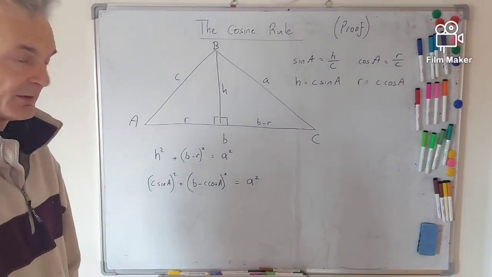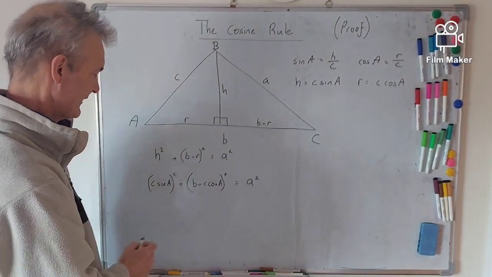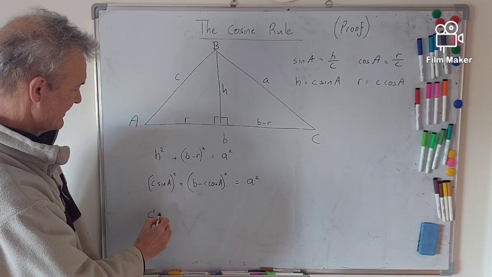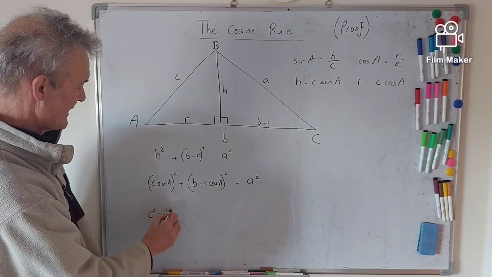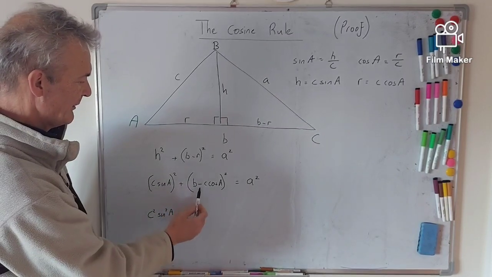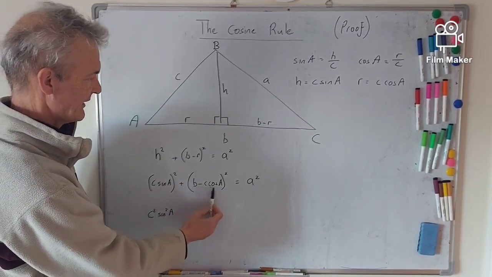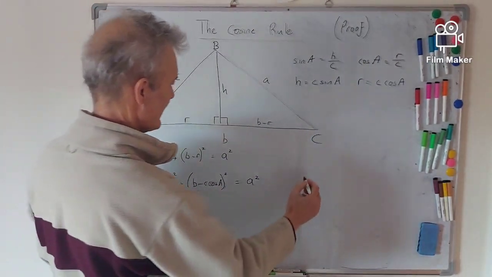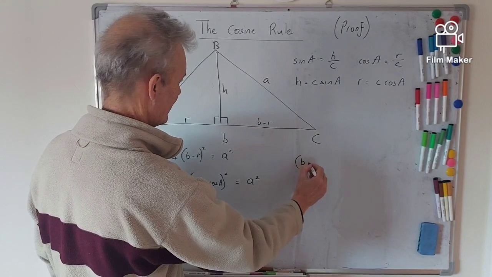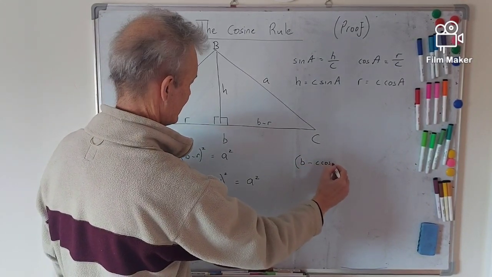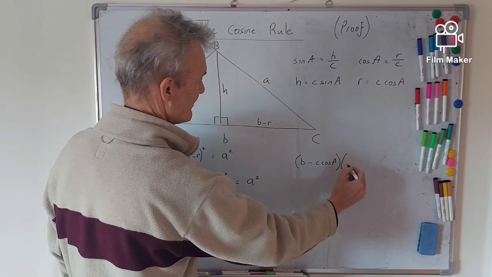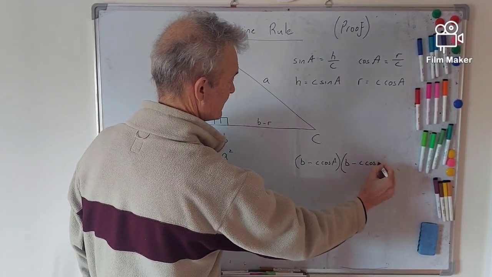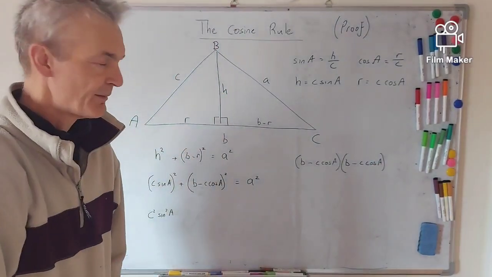So let's multiply out these brackets. Here it's a little bit easier, it's just going to be C squared and sine squared A. Now here we've got to be a little bit more careful multiplying this out. If I just go over to the other side and show you what it looks like. Remember, if this is squared, what it basically means is we've got B minus C cos A, and it's just times by itself.